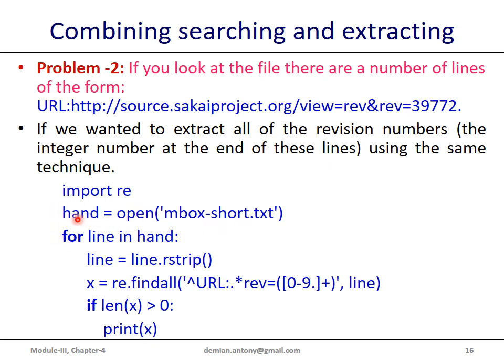Here is the program. We read the file line by line and we write the regular expression like this. URL colon is a must, and we need to check whether URL colon is found at the beginning of the line. We use a caret symbol. URL colon followed by matching any of the characters including blank spaces up to here, up to the ampersand. Then a mandatory REV equal needs to be checked, followed by the digits and the dot.